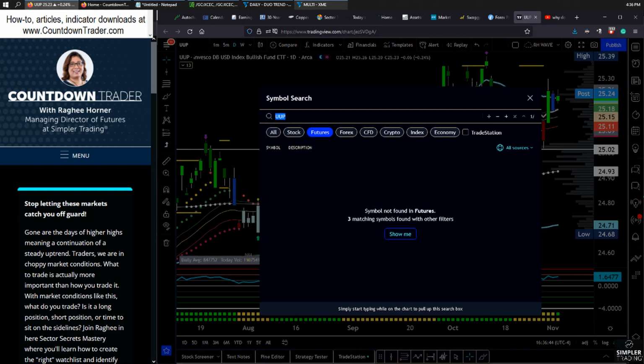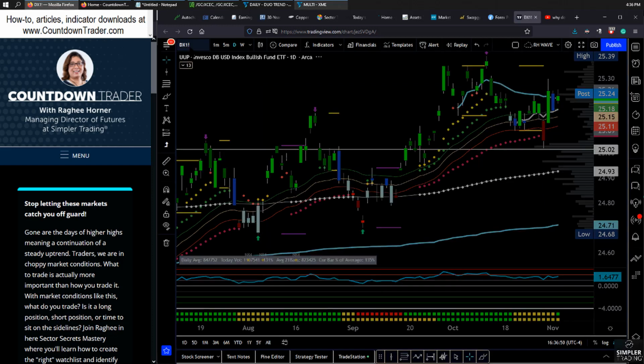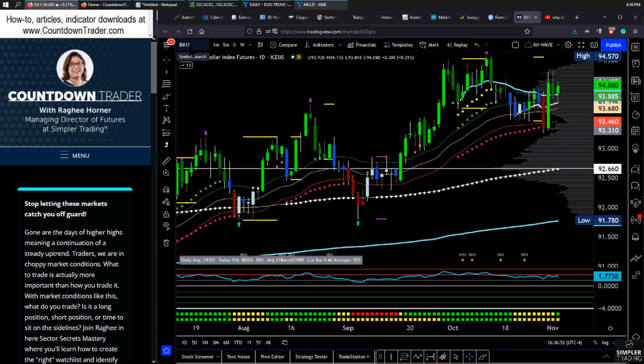The first one is the UUP. Now there's actually four different ways you can look at the dollar play. Of course, we can go with the dollar index, but the challenge with the dollar index is that you need the ICE exchange, which is not one that most brokers offer without you having to pay the ICE fee, which is a pretty sizable one, but you get access to some pretty cool markets like the dollar index.